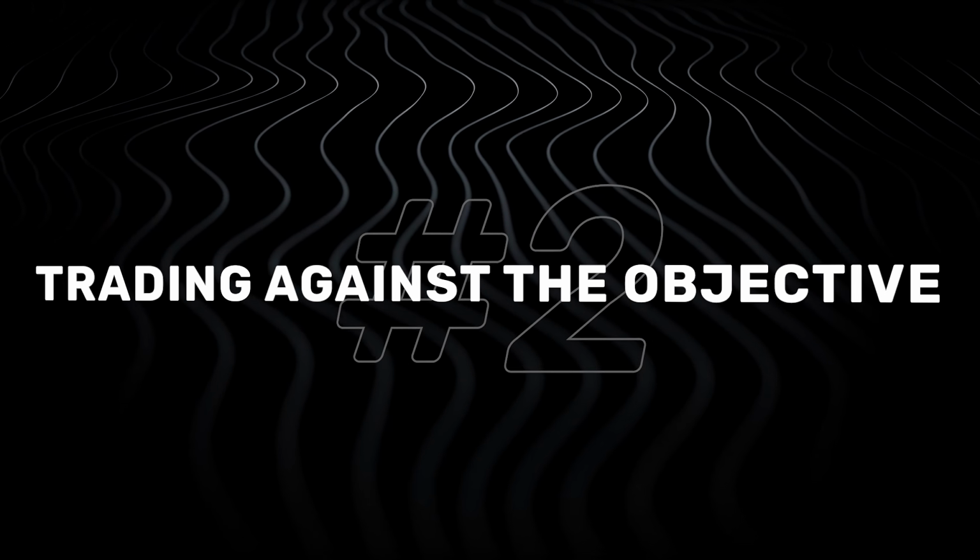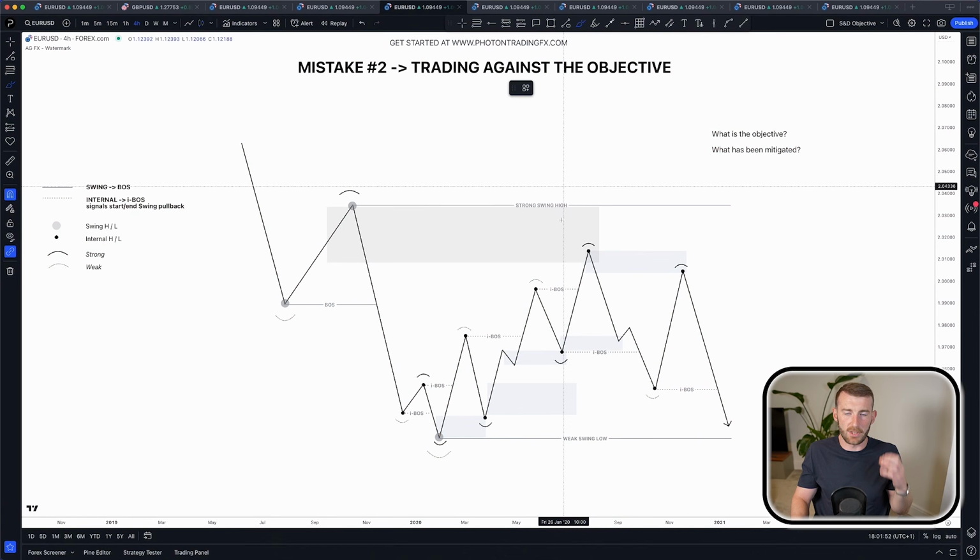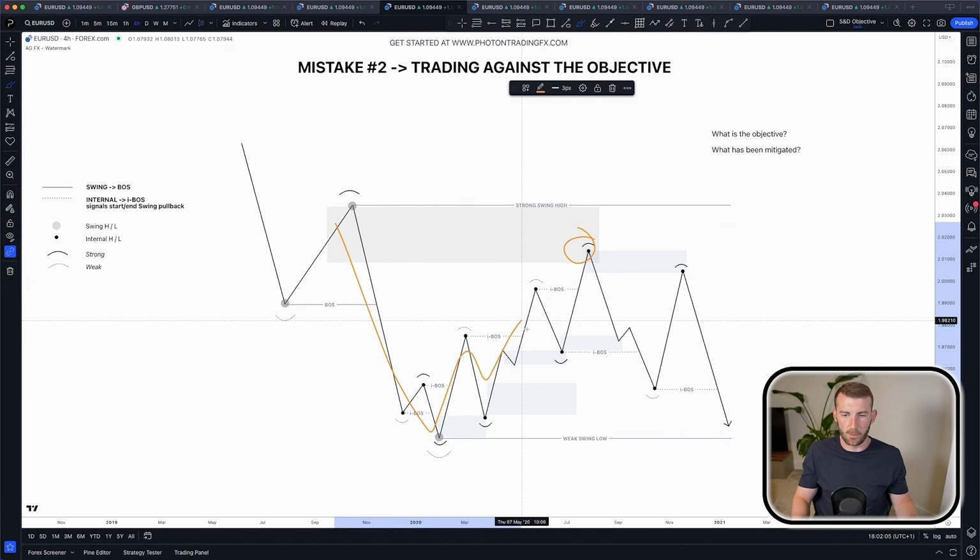Mistake number 2 is trading against the objective. And this is where you think you've done the right thing. You've bought from strong structure, right? That broke the high there. But why are you buying from here? Why does it end up failing? And it's because the objective is complete. What has been mitigated? We've mitigated premium supply. We're expecting the swing pullback to now be over. So what do we expect? We expect that strong low to fail, and we expect the internal structure to shift bearish, okay?